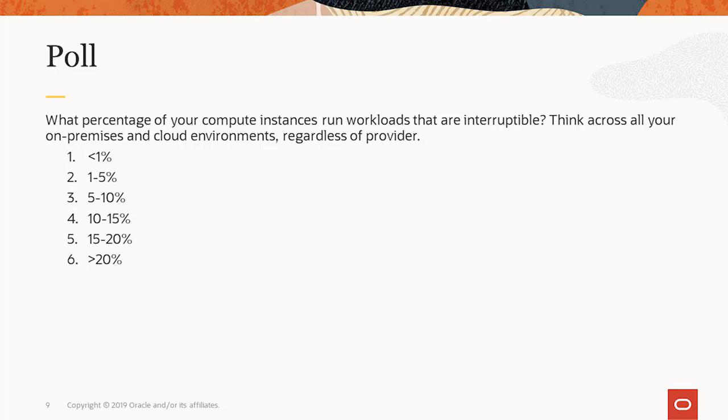Now, we on the product side are obviously constantly hungry to get to know our customers better. So I have a quick question for you to answer here. Now that you have an idea of what an interruptible workload is, think about all of your compute instances and think across all your different environments. That's on-premises, cloud, regardless of provider. And let us know what percentage of instances you think are actually running interruptible workloads.